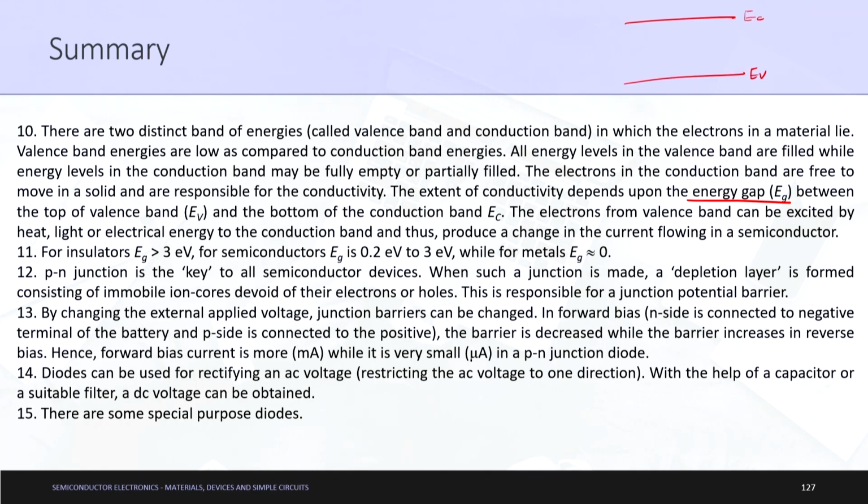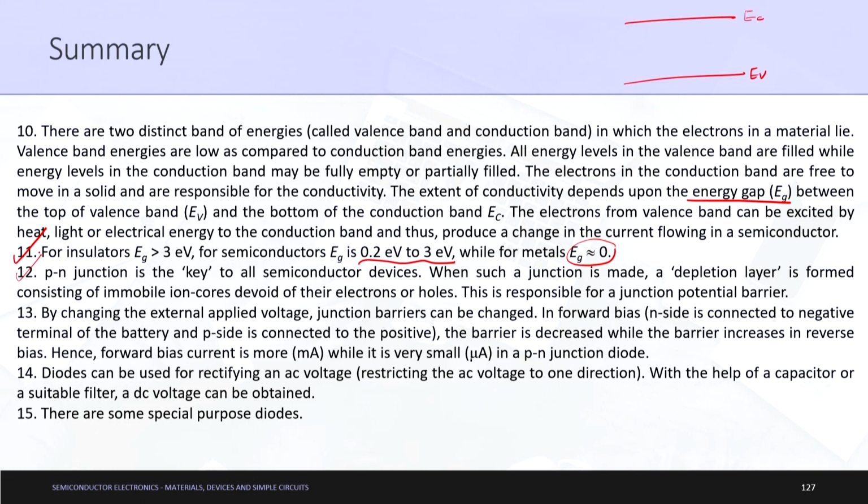The electrons from the valence band can be excited by heat, light or electrical energy to the conduction band, and thus produce a current flowing in a semiconductor. For insulators, Eg is greater than 3 electron volts. For semiconductors, it is 0.23 electron volt to 3 electron volts, but for metals, it is approximately 0. In some cases, even the conduction band and the valence band overlap each other.